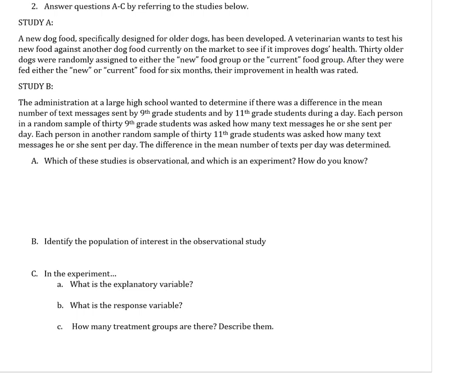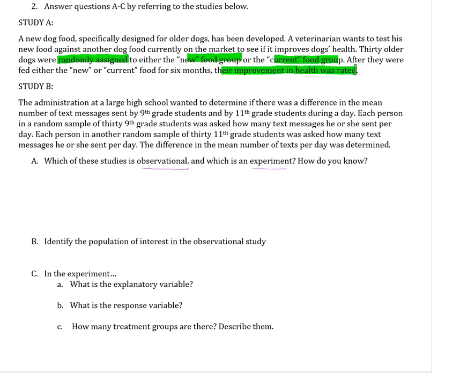So we're going to read through Study A and Study B, and we're going to determine which is the observational study and which is the experiment and how we know. Okay, so Study A. A new dog food specifically designed for older dogs has been developed. A veterinarian wants to test the new food against the dog food currently on the market to see if it improves dogs' health. 30 older dogs were randomly assigned to either the new food group or the current food group. After they were fed either the new or current food for 6 months, their improvement in health was rated.